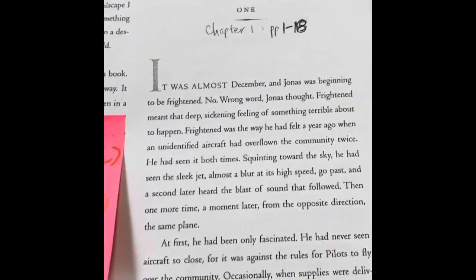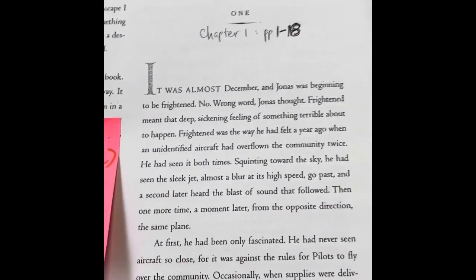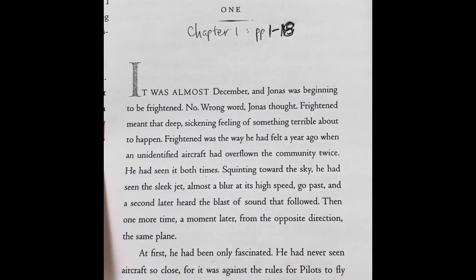So I'm going to have this dictionary right next to me in case we get to a word that I think some people might not be familiar with. All right, here we go. So we're going to read the first page.